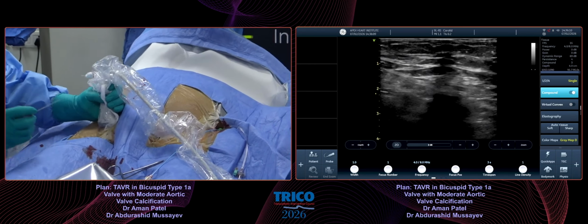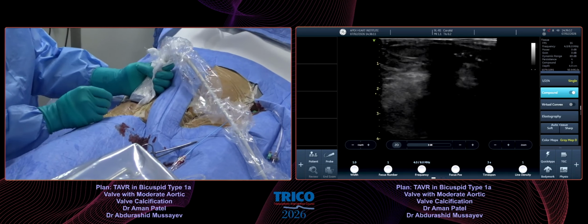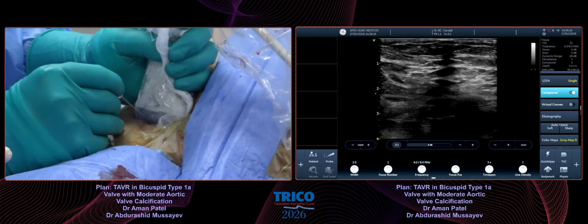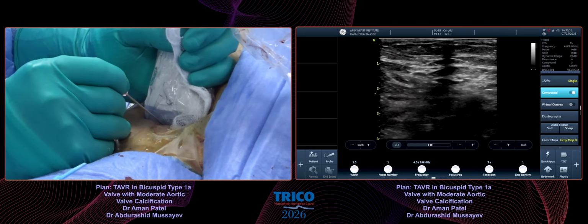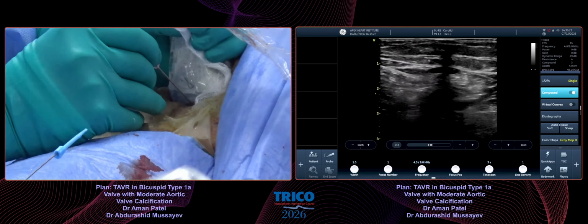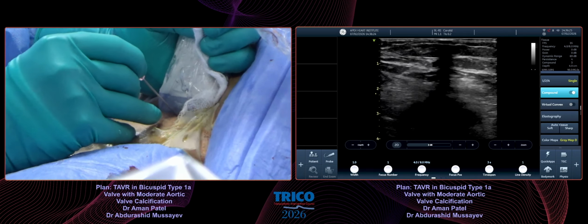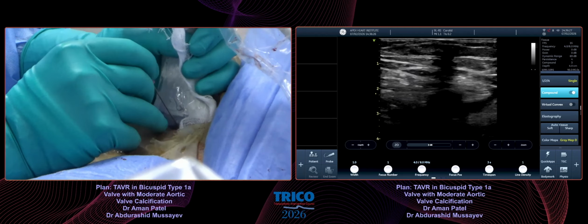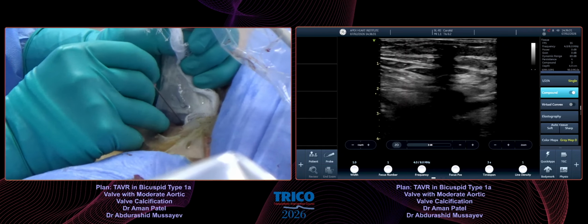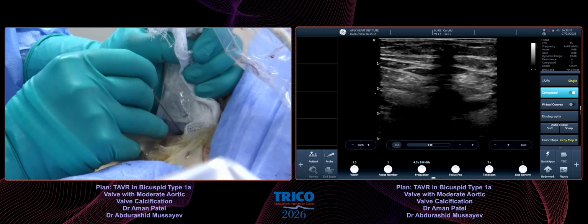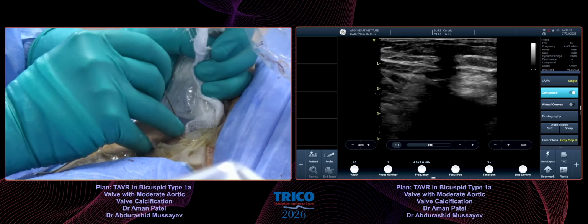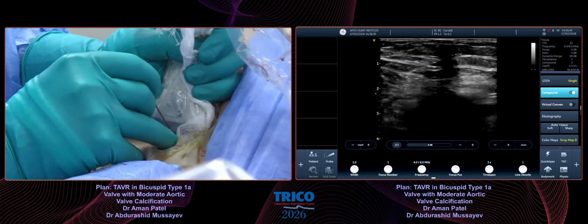Okay, let's go to do the puncture. Usually you could do puncture in a long axis or in a short axis, but in a short axis it is much clearer. It is important to see the anterior wall in short axis, and it is important to see the tip of the needle.